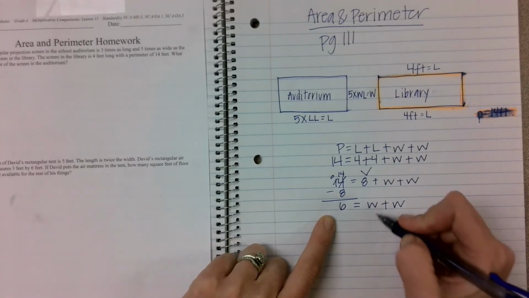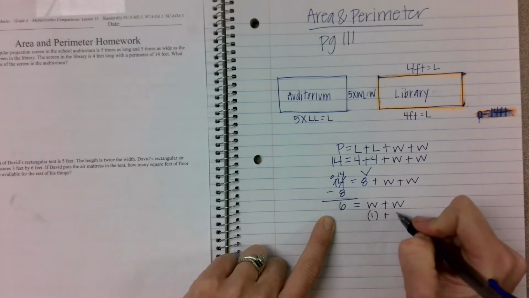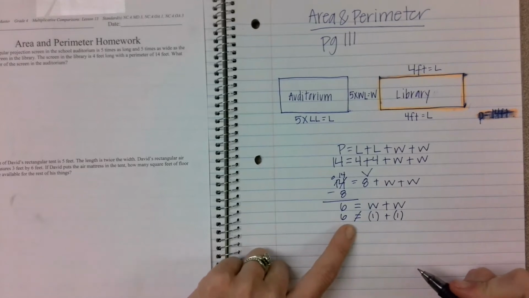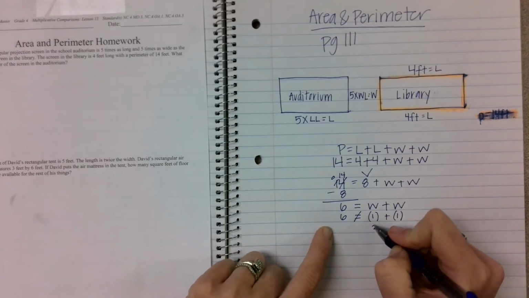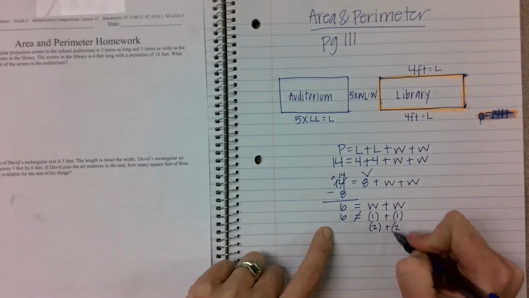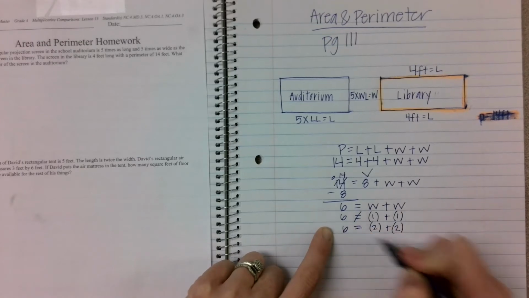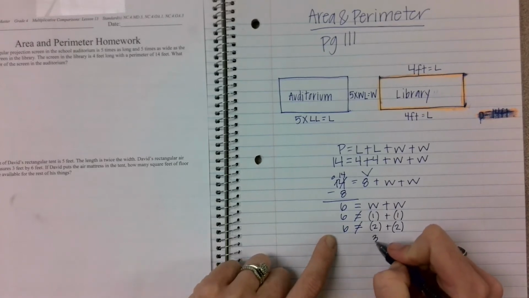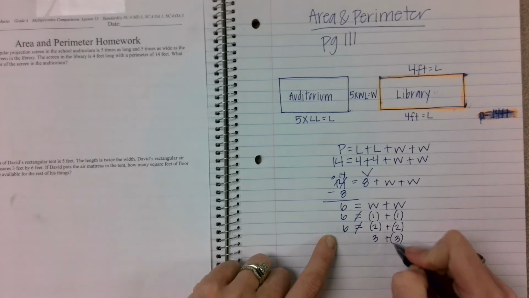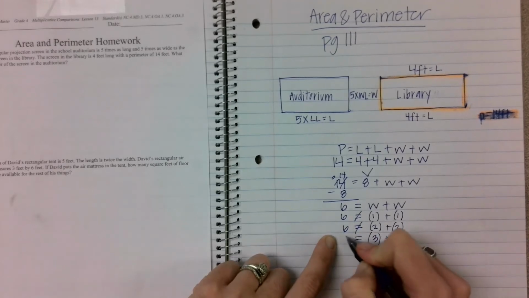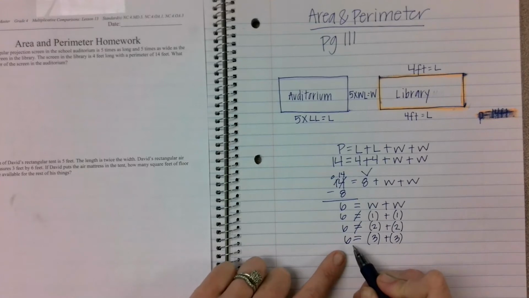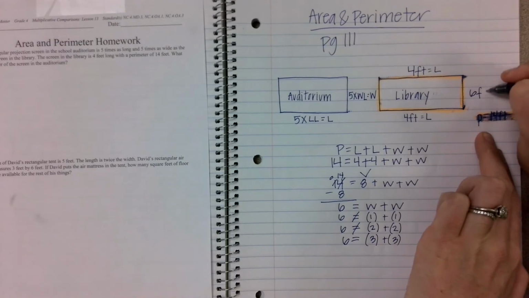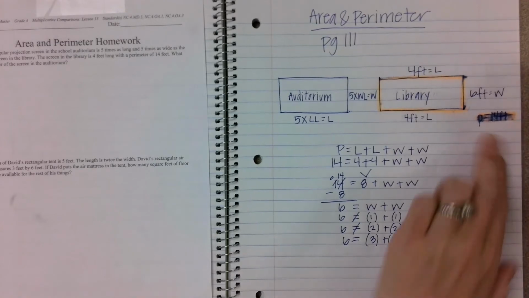I could plug in 1. 1 plus 1 does not equal 6. Now I'm going to try 2. Plug in 2. 2 plus 2 equals 4, so that does not work. I'm going to try 3. 3 plus 3 does equal 6. So then I know that this is 6 feet equals my W.